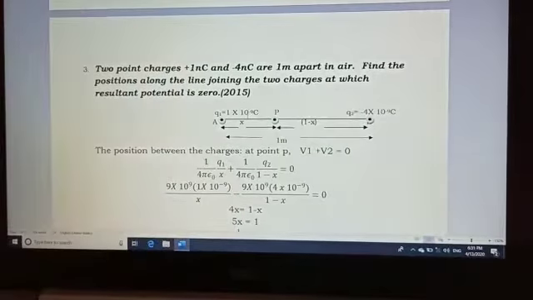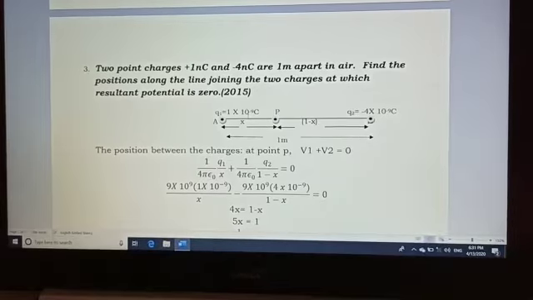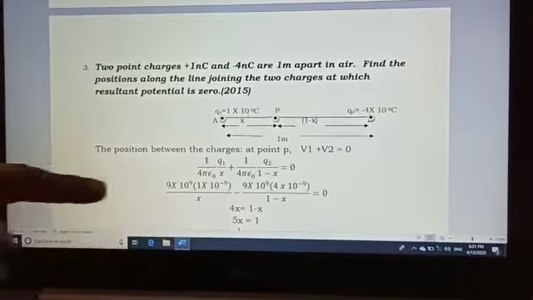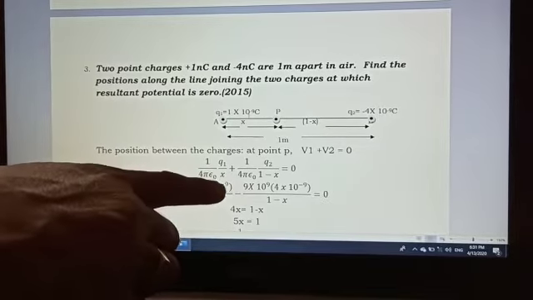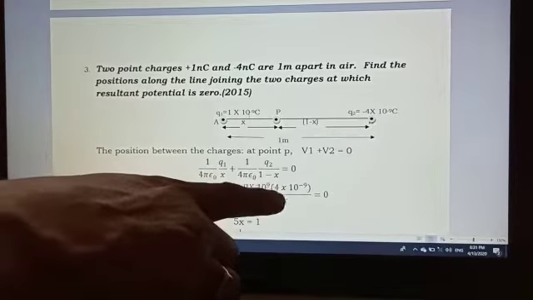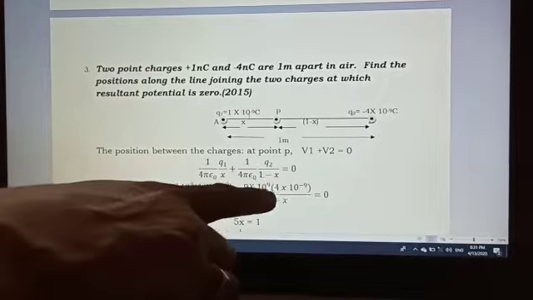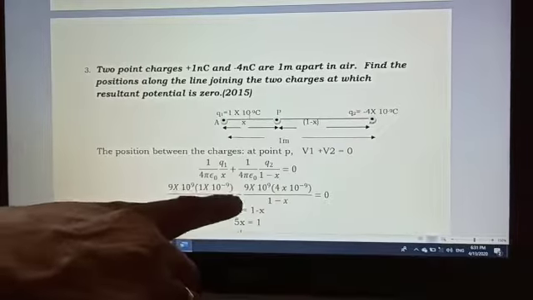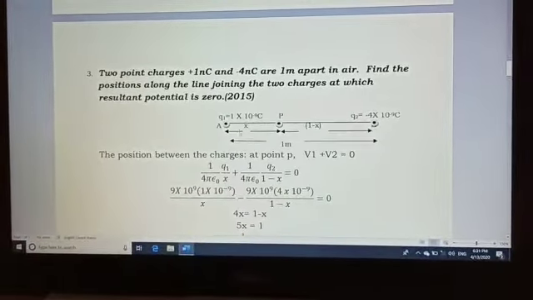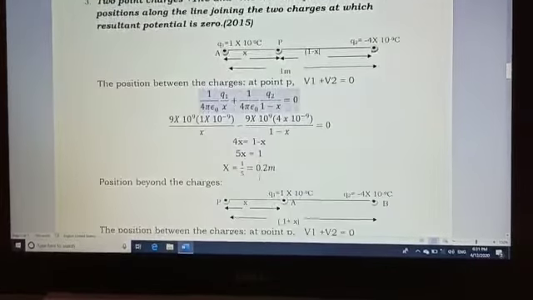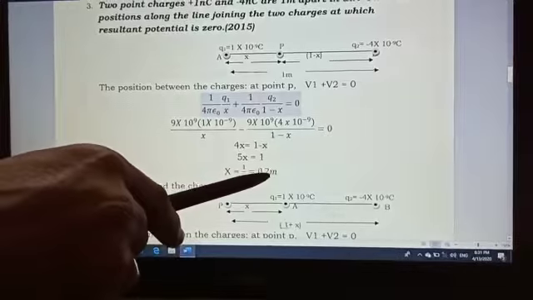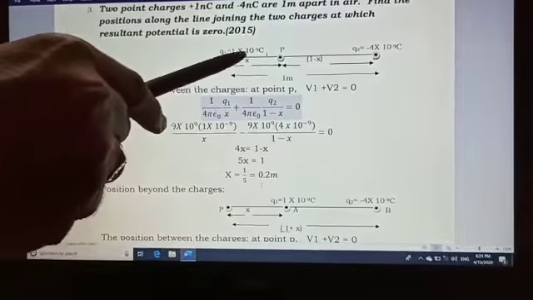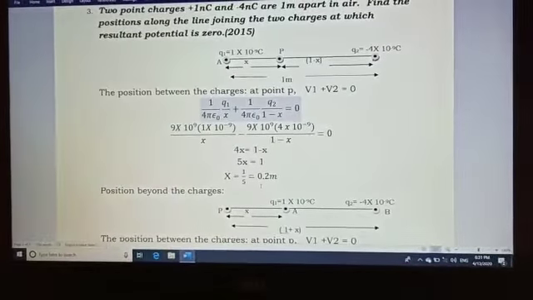You substitute the same way as in the last problem: 9 into 10 to the power of 9, times 1 into 10 to the power of minus 9, that is the nano coulomb, and 9 into 10 to the power of 9 times 4 into 10 to the power of minus 9. Here the charge is negative. Just simplify this one. On simplifying, what you will get is x is 1 by 5, that is equal to 0.2 meters. This distance is 0.2 meters.